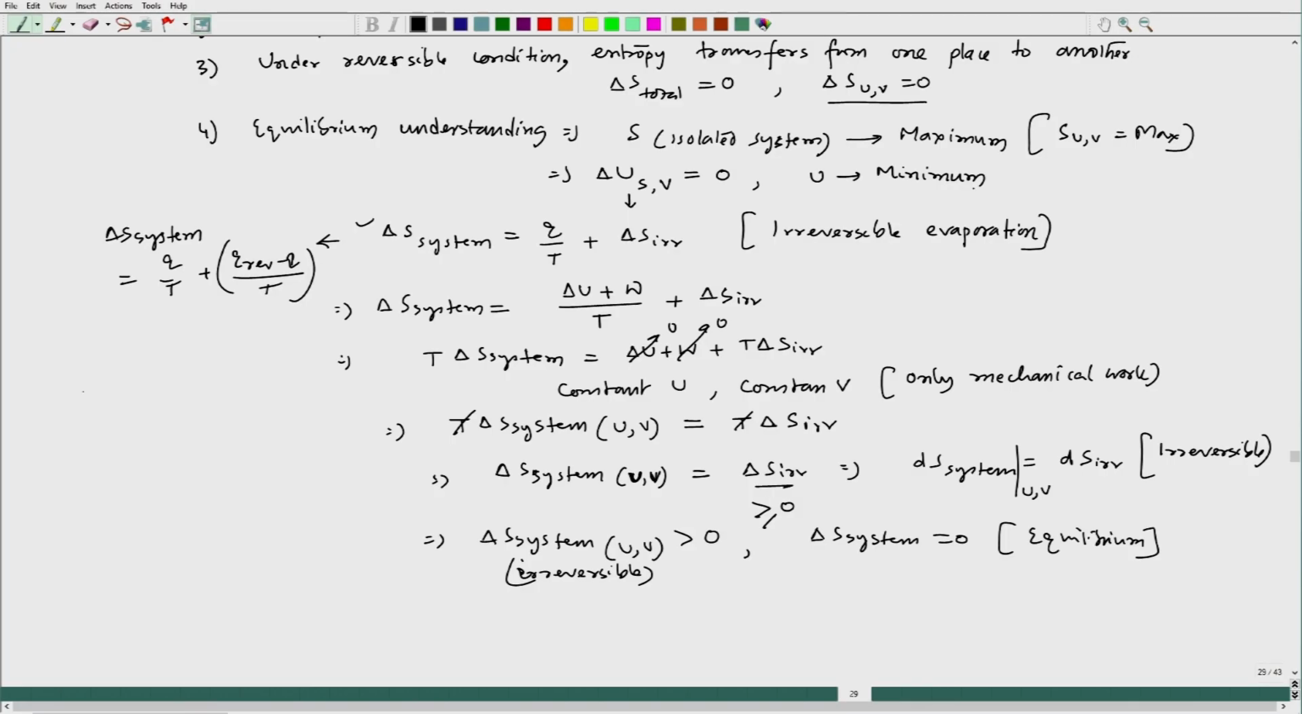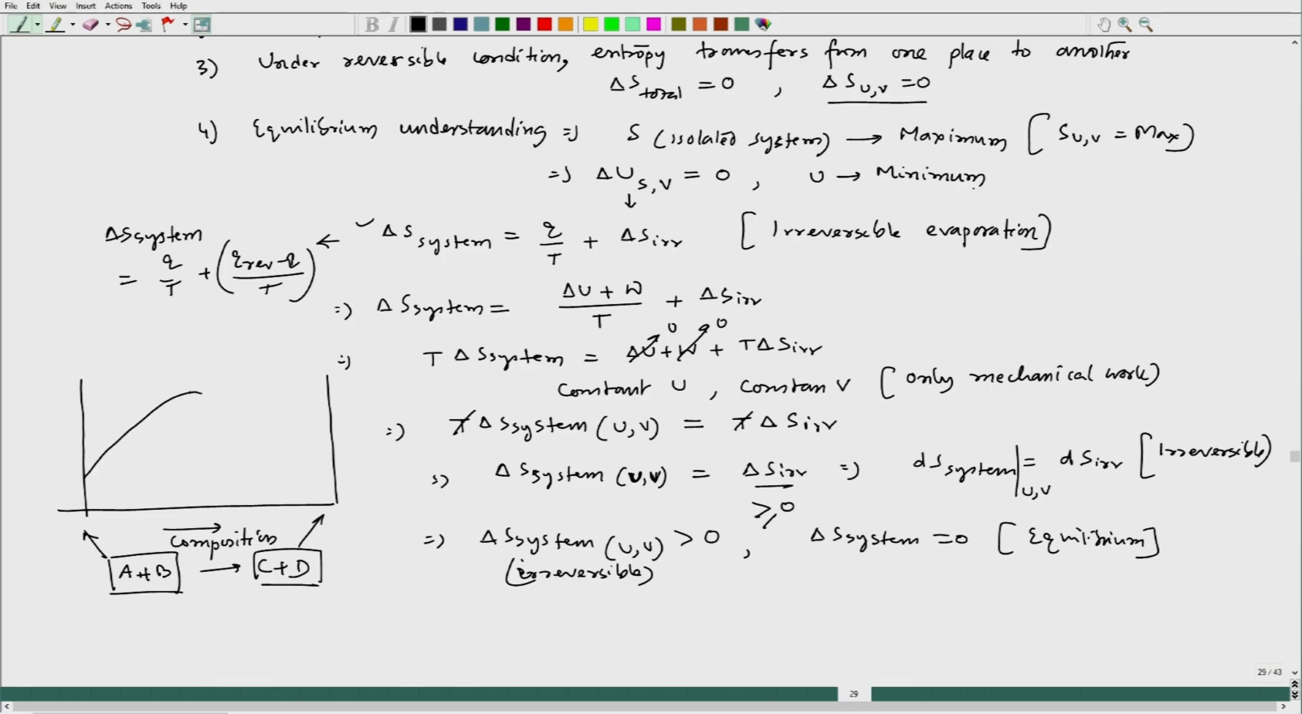So, if I look at the entropy variation, let us say I have a reaction A plus B equal to C plus D taking place. This side is A plus B, this side is C plus D, and here we have composition. I can see that the entropy would be maximum at some point. So, here we have the maximum, and that will be the equilibrium composition.